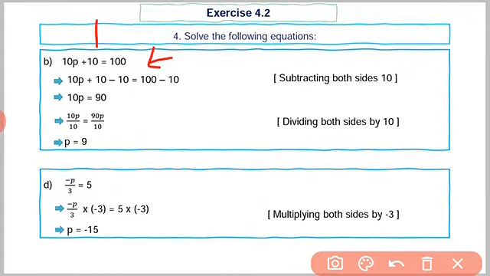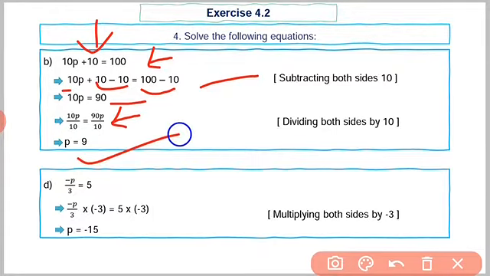So first thing is to remove this 10. So we will subtract 10 on both the sides, and we will get 10p, and plus 10 and minus 10 will make 0, and 100 minus 10 is 90. So 10p is equal to 90, but we have 10 in the multiplication with p. So next we will divide both sides by 10, and we are left with p is equal to 9. This is the solution to the equation.